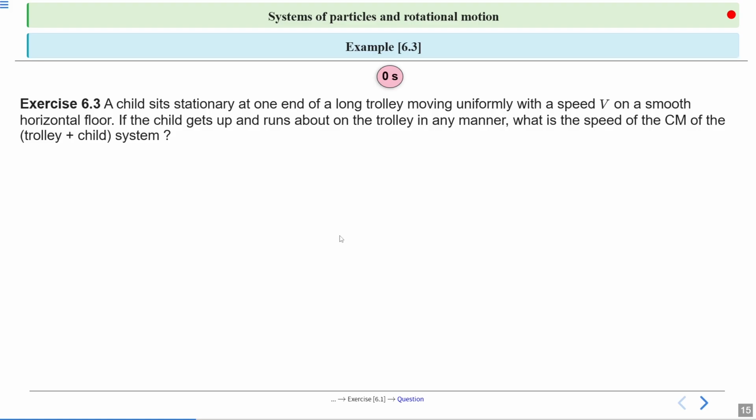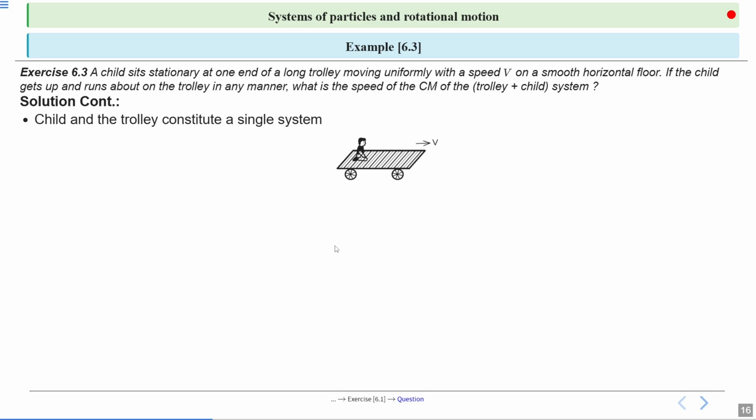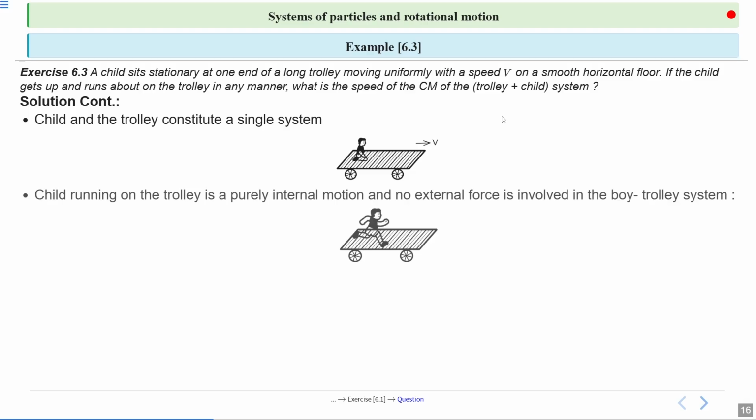Let's see the solution of this question. Here we have to find the speed of the center of mass of the system, and we know the system is trolley plus child. So we consider the child and trolley as a single system. The child running on the trolley is a purely internal motion, and no external force is involved in the child-trolley system. So the external force on the system is equal to 0.